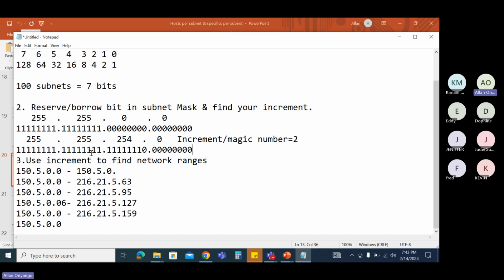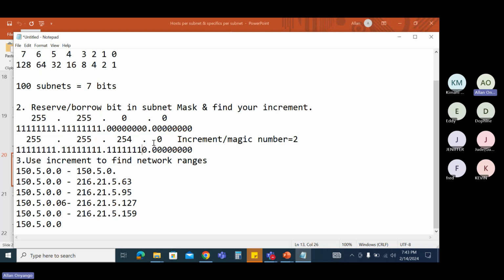Let's say we have 255.255.255.0. Is that the one you're referring to? No. 255.255.255.250. So the last one has a five, so 250. Yes, that's supposed to yield 32 hosts. Am I correct?